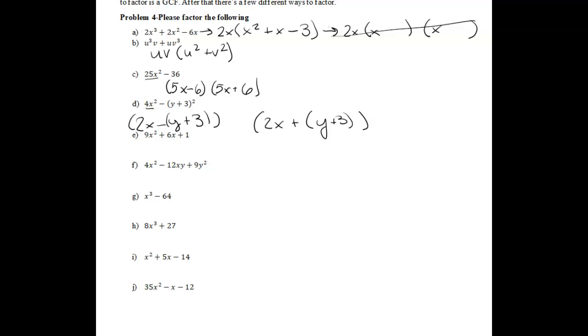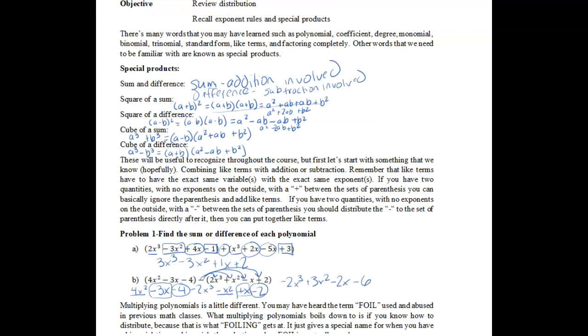Next one, I have 9x squared plus 6x plus 1. So the first thing I notice is that my lead term is a perfect square. My last term is a perfect square, so I'm going to go back to the first page, see if that matches any of my patterns. Looking, I see I've got an a squared and a b squared with a plus sign sitting there, so I'm going to see if it is this pattern of a squared plus 2ab plus b squared.